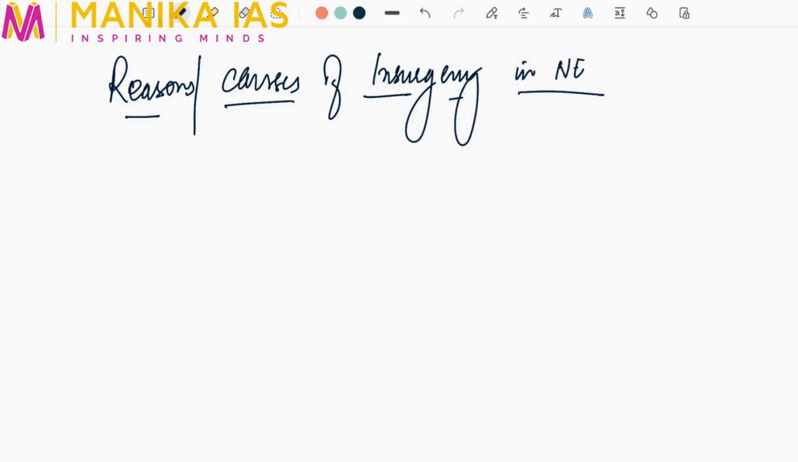However, we'll try to understand first the very general reasons, and then we'll move forward to individual states and the reasons behind insurgency in those states. So the first reason is the historical reason.